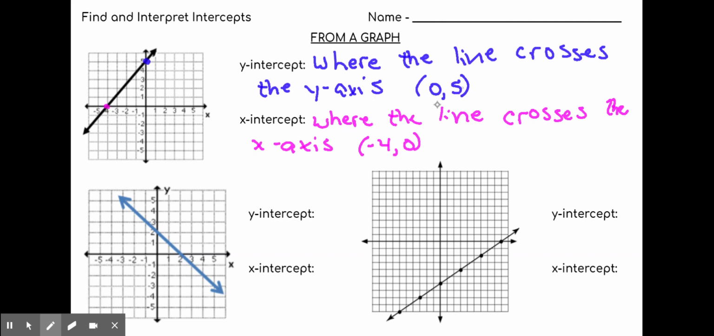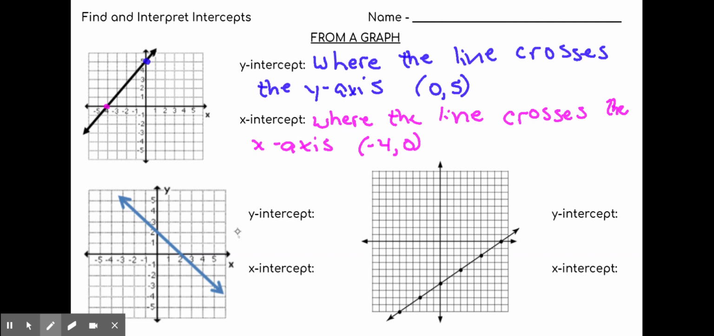So I want you to write your answers today as ordered pairs so that you do not lose sight of the fact that the y-intercept has an x-coordinate and the x-intercept has a y-coordinate. Okay, so we're going to learn how to do this 3 ways. We're going to do it from a graph, which is very simple, just like that. You're going to look at the graph and give me the coordinates of the y-intercept and the x-intercept. We're going to do it from a table, and we're going to do it algebraically.